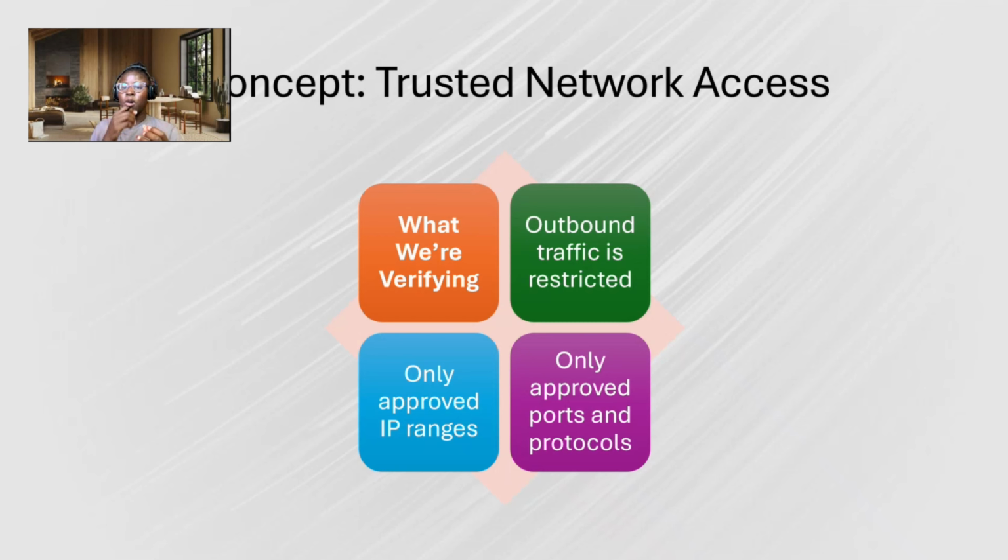So even outbound traffic can be dangerous if we are not restricting it. We want to ensure that our workloads only talk to what they are supposed to talk to. So what you are verifying is outbound. We have verified inbound. Outbound traffic is also restricted to only approved IP ranges, only approved ports and protocols. So let's try that out, at least to get an overview of how the Network Access Analyzer works.